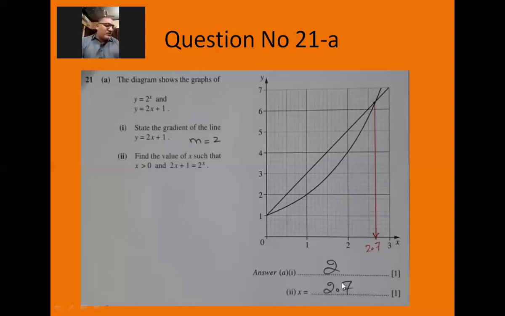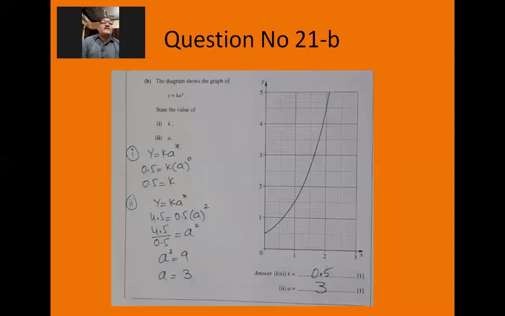So this is question number 21, and it's A part. Hopefully you understand. Question number 21 and its B part, he says the diagram shows the graph of y equals k a raised to power x. State the value of k.